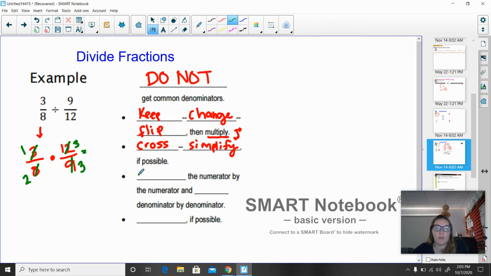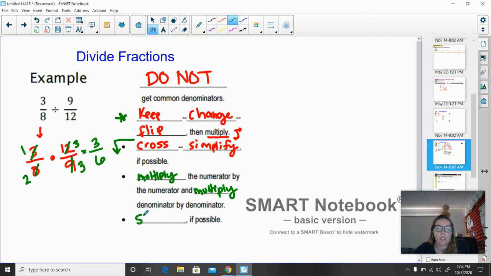Then I can multiply the numerator by the numerator and multiply the denominator by the denominator. So everything from here down is multiplication. This is the only thing that's really division up here, is this keep, change, flip. We should already know how to do this. So 1 times 3 is 3, and 2 times 3 is 6.